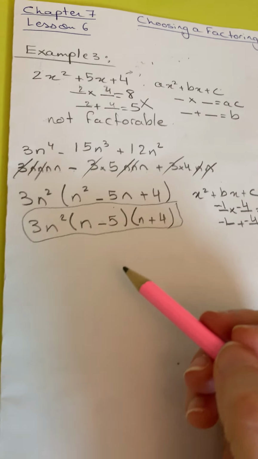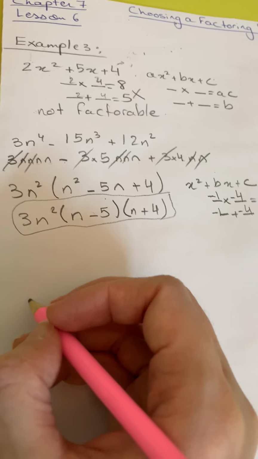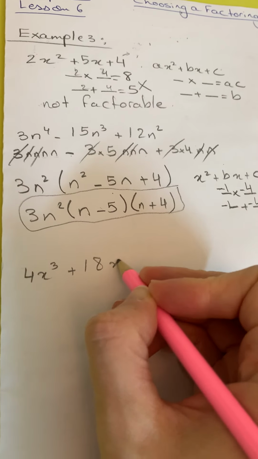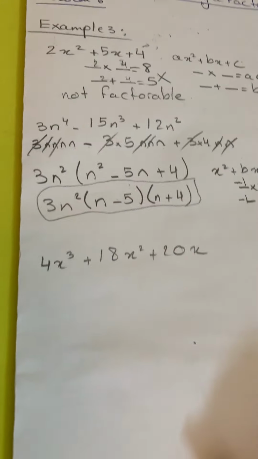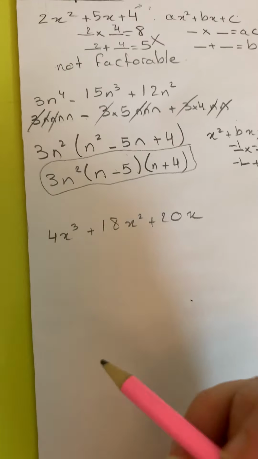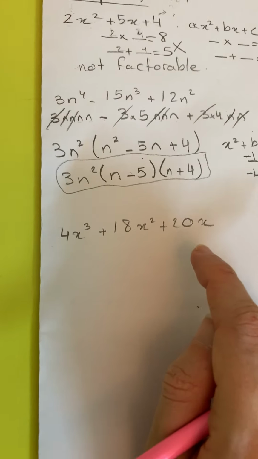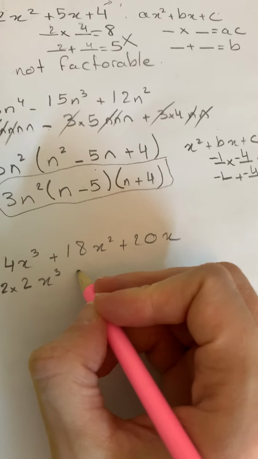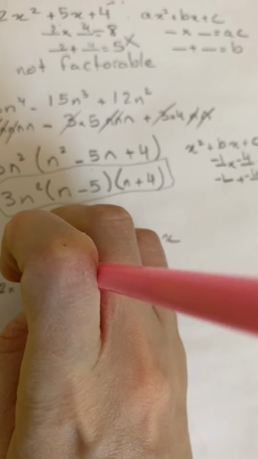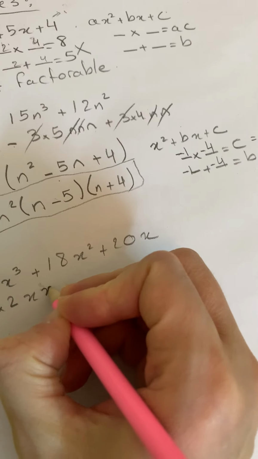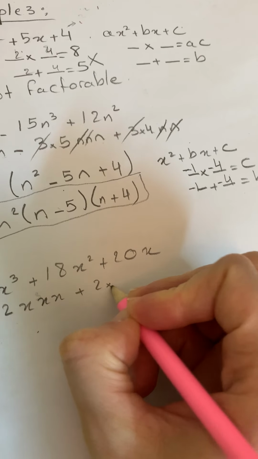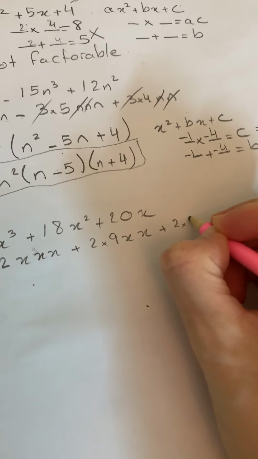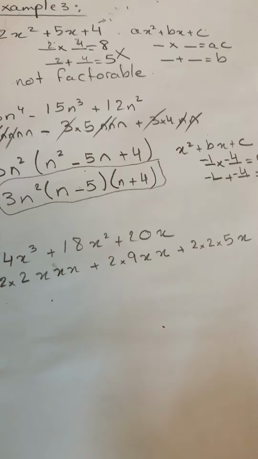I think this is a good way to revise all the lessons, like doing this example. What if we have 4x power 3 plus 18x power 2 plus 20x? GCF, it works because I can see 4 or 2 may be common and x is common. So let's do it. This is 2 times 2, x power 3, which is 3 x's. Plus 18 is 2 times 9 with 2 x's, and 20 is 4 times 5, which is 2 times 2 times 5 with 1 x.